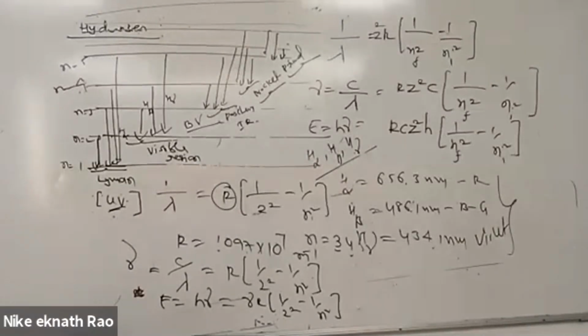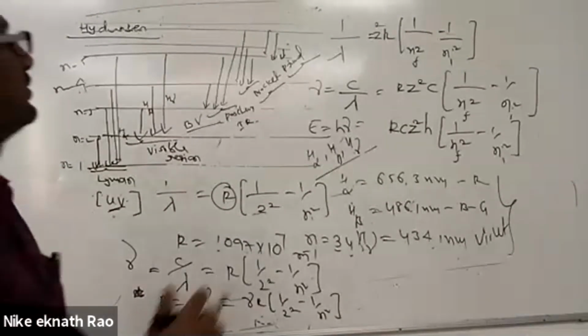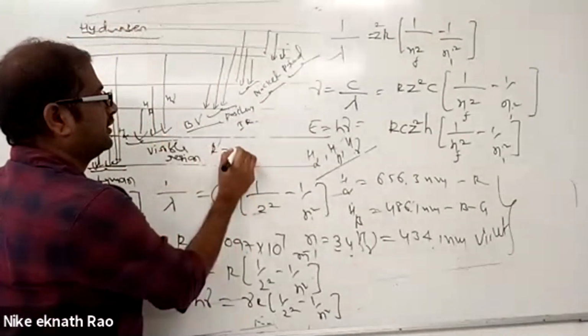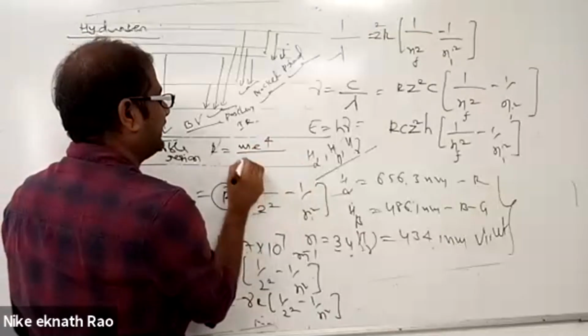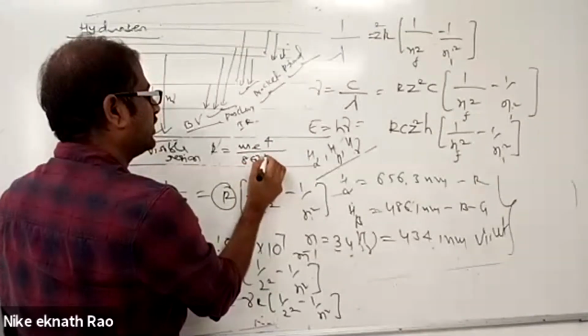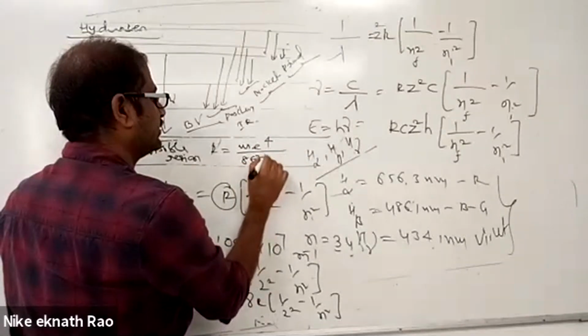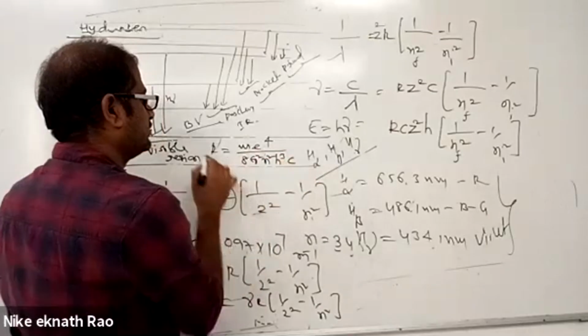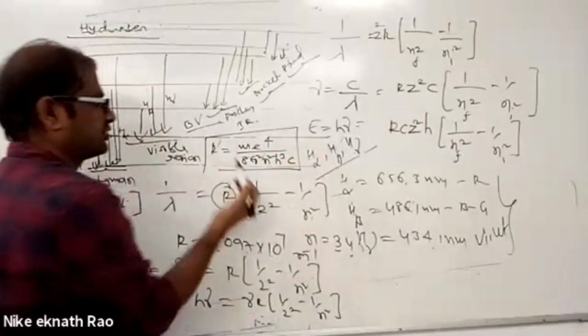What is the value of Rydberg constant here? Energy we have mentioned, no? h cube c. m to the power of 4 by 8 epsilon naught square n square h cube into c. This is what equals the constant.